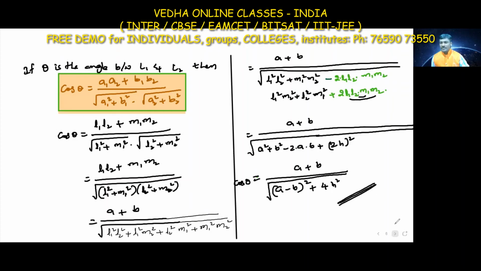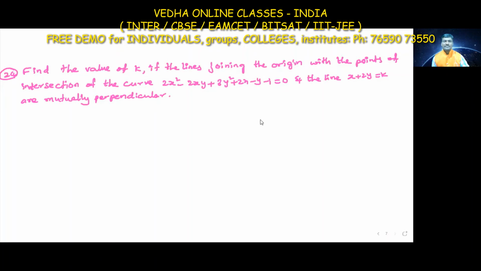Okay, let's go to the next question. Find the value of k if the lines joining the origin with the points of intersection of the curve 2x square minus 2xy plus 3y square plus 2x minus y minus 1 equals to 0, and the line x plus 2y is equals to k are mutually perpendicular.